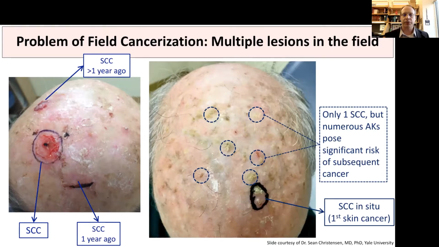So how do we bring this to an everyday problem that we face in the clinic with our patients? Bringing field cancerization into our clinic patients: what we see on the left is a patient with multiple squamous cell carcinomas in a field of actinic keratoses on the scalp. And on the right, this is a patient that had one squamous cell carcinoma in situ and multiple actinic keratoses. And these actinic keratoses pose a significant risk of development of subsequent cancer.